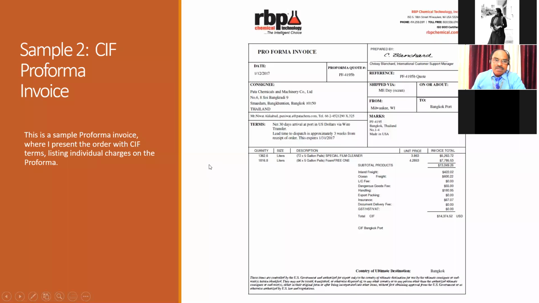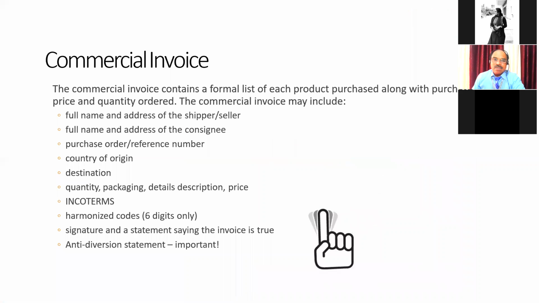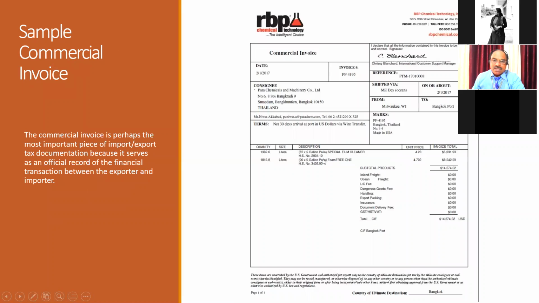Pro forma invoice, you can see the same Thailand. Here they included the inland freight, ocean freight, handling charges, export packing, GST, HST, and VAT also, to send the goods to Thailand from the US. They mentioned the Incoterm as CIF, that is carriage, insurance, and freight. Then the commercial invoice, we have seen that one. The commercial invoice should also contain the same thing. It is the legal document.